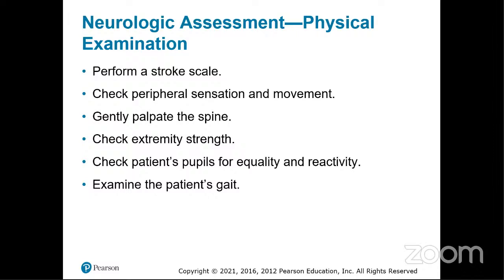Check the patient's pupils for equality and reactivity. We kind of hit that when we talked about vitals. The pupils might tell me I have something going on inside my brain too. Examine the patient's gait. What does gait mean? How they walk. If they drag one foot, if they have a limp. A stroke patient or somebody who has had some neurological injury may drag their left foot. They may have an abnormal gait, but it may be normal for them.